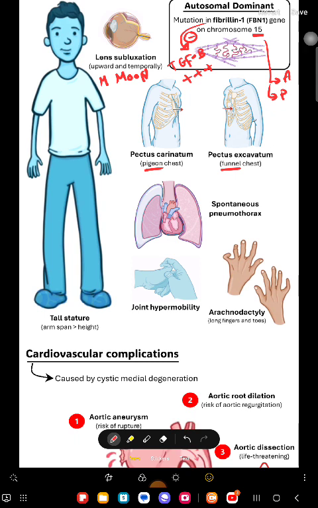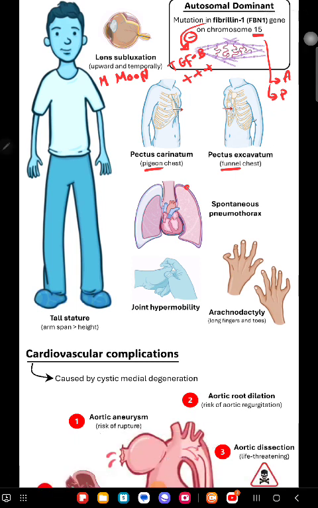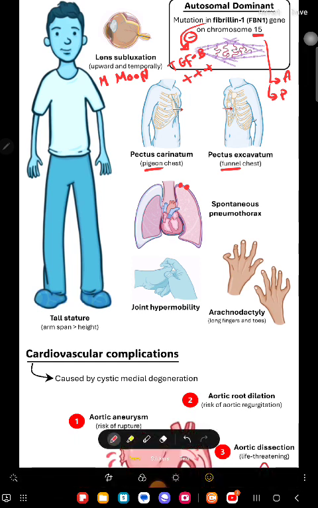And also patients with Marfan syndrome may have spontaneous pneumothorax, because there is unusual formation of blebs in the lungs of these patients, and these blebs may rupture and give rise to pneumothorax.